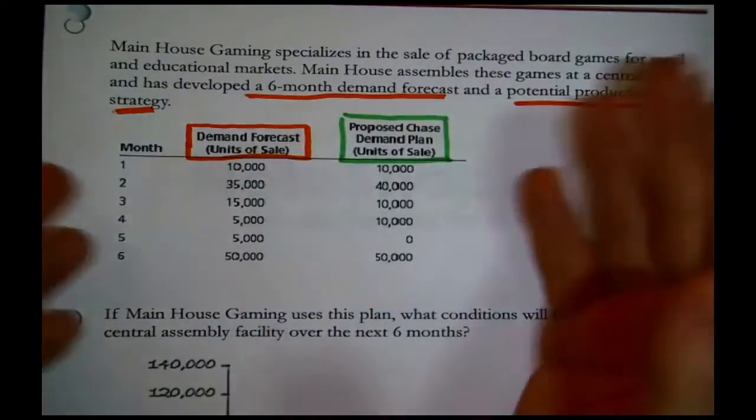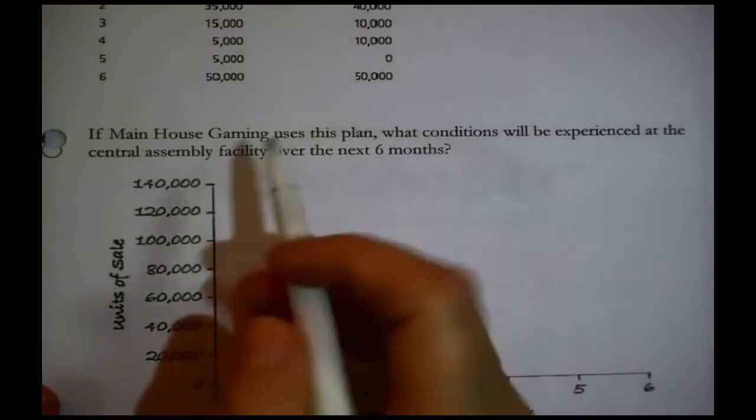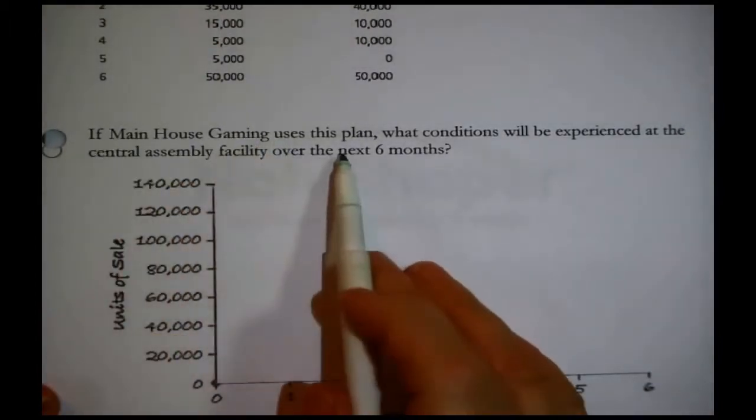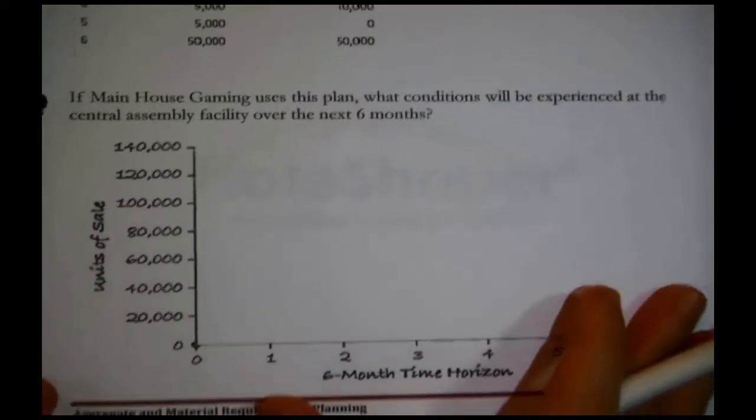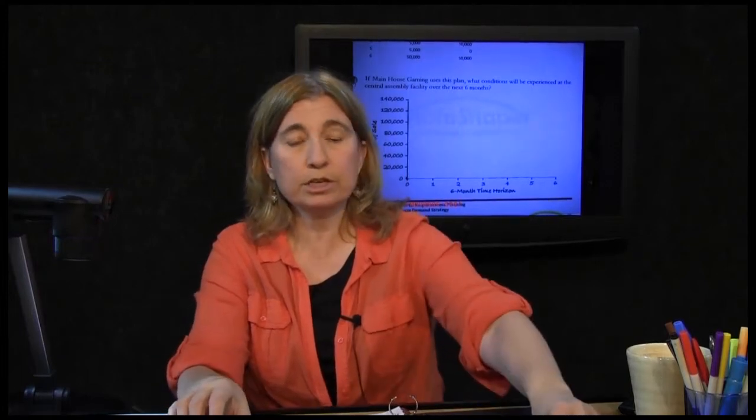You say, okay, fine. I mean, then what else is there to do in this situation? Well, if Main House Gaming uses this plan, meaning what's been proposed, what conditions will be experienced at the central assembly facility over the next 6 months? Yes, charting. You can see that if you have the note frame, there is this empty graph that is all ready to go to create a very helpful illustration of the consequences of this plan.